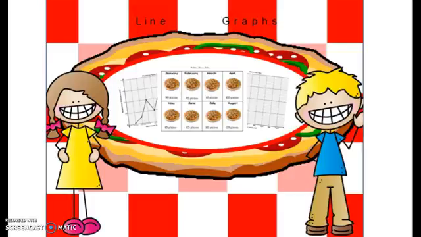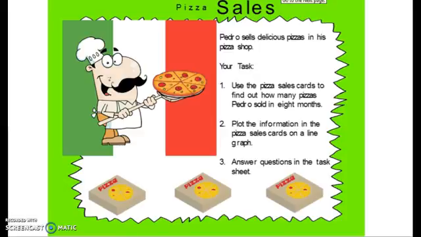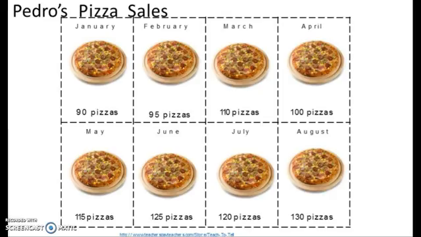Well, this is the answer key for our line graph project where we were graphing the number of pizzas sold at Pedro's. The task was: use the pizza sales cards to find out how many pizzas Pedro sold in 8 months, plot the information in the pizza sales cards on the line graph, and answer the questions in the task sheet. So these are the pizza sales cards over a period of 8 months.